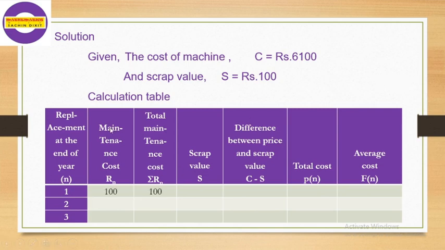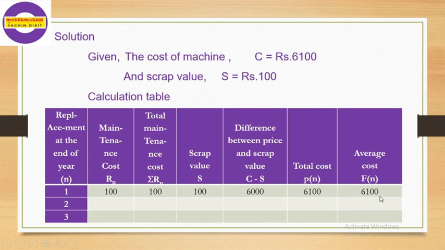In the first year the maintenance cost is 100, therefore we put 100 here, and the total maintenance cost at the first year is also 100. Scrap value is 100, and the difference between price and scrap value, 6,100 minus 100, is 6,000. Now we add C minus S and the summation of Rn to get the total cost, which is 6,100. Average cost means dividing by n. Here n is 1, hence the average cost is again 6,100.